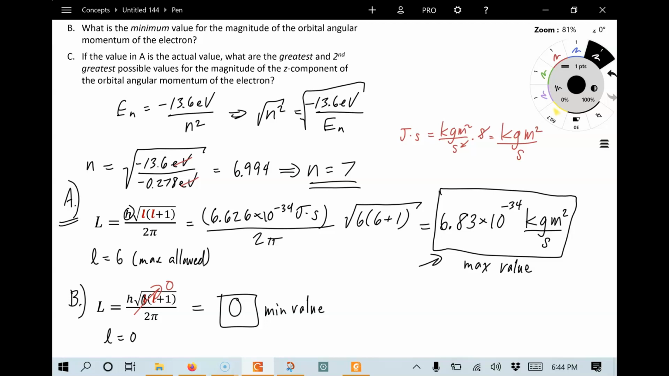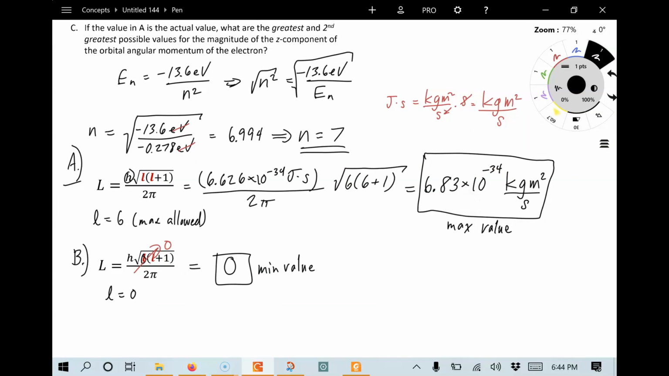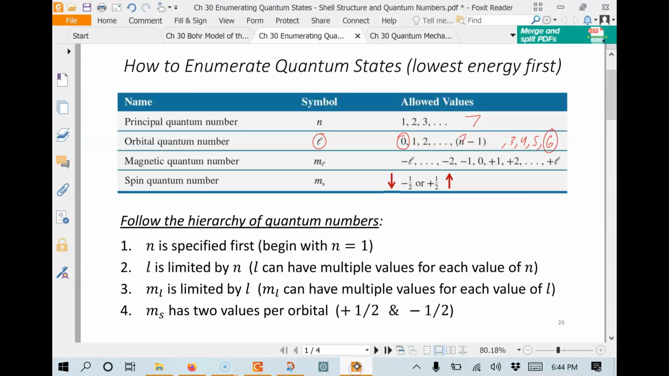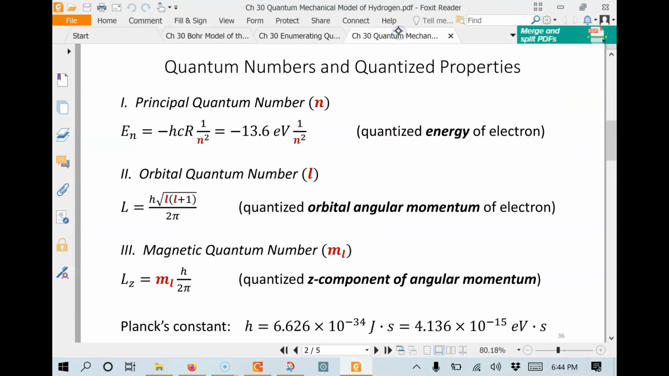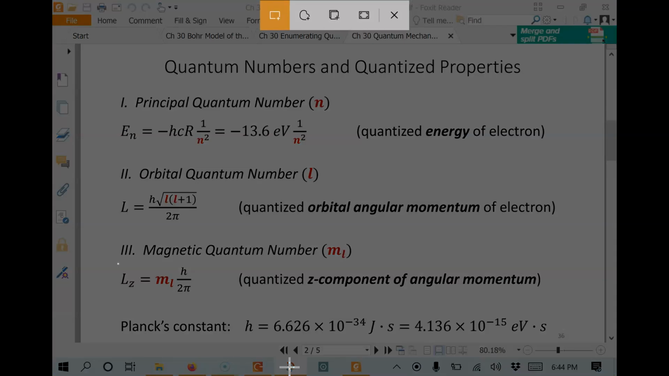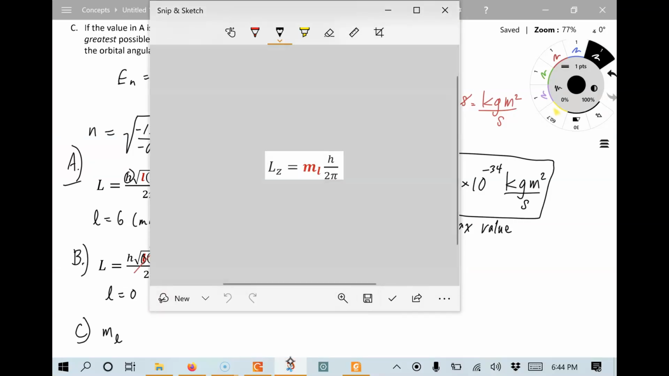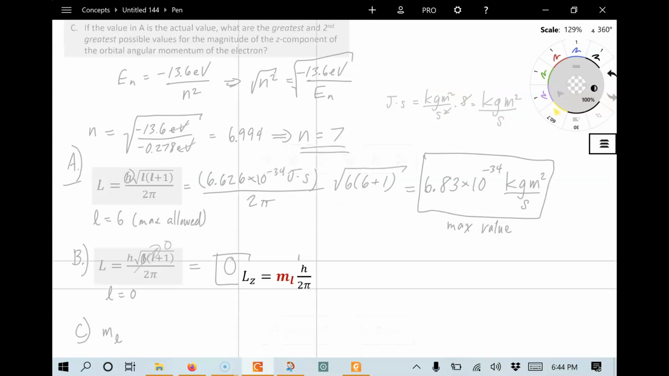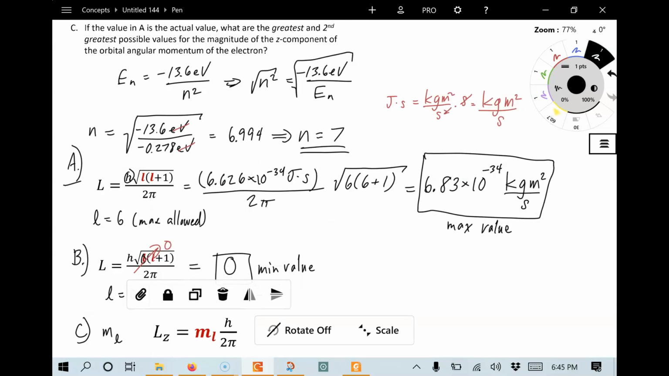What are the greatest and second greatest possible values for the magnitude of the z component of the orbital angular momentum of the electron? Well, for part C, the z component of the orbital angular momentum depends on the quantum number m sub l. And let's look at those equations. So here is the formula for L sub z as a function of m sub l. So we're going to need to figure out the greatest and second greatest values of capital L sub z. Well, we're going to need the greatest and second greatest values of m sub l here. Let's look and see what they are.